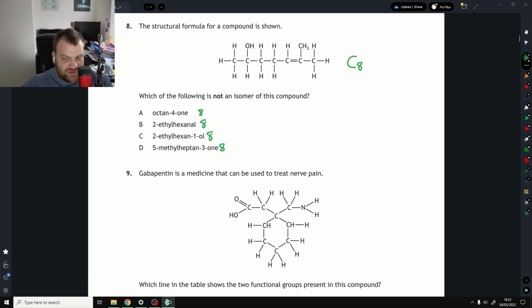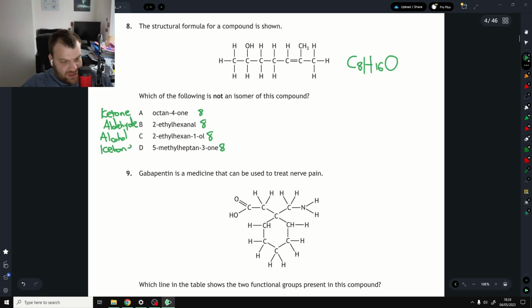I'll then go ahead and count all the hydrogens in our compound. 1, 2, 3, 4, 5, 6, 7, 8, 9, 10, 11, 12, 13, 14, 15, 16, H16, and 1 oxygen. Next thing we can do is start to draw these out. We have a ketone, which means that we have a C double bond O in the middle of the compound. We have aldehyde, which means we have a C double bond O on the end of the chain. We have an alcohol, which means we have an OH group. And we have another ketone, would be our C double bond O in the middle of the chain.